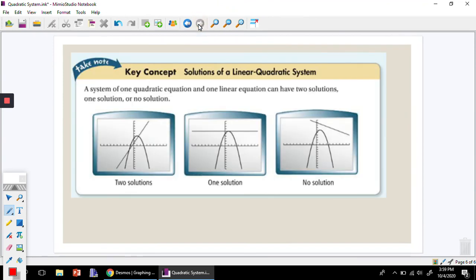Okay, so key concept, solutions of a linear quadratic system. You just have to look for the intersection of the graphs. If the two graphs intersect in exactly two points, therefore there are two solutions. If they intersect in 1 point, there will be one solution. If they do not intersect each other, therefore there will be no solutions. Okay, so during your test, you can use Desmos, you can graph them. Okay, but in our practice exercises, you have to solve it.